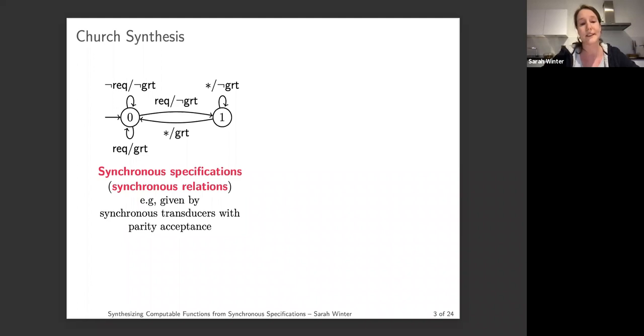Another view is to not view this as a synchronous transducer, but to consider this as automata, where in each computation step, two symbols are processed, one input and one output symbol, and then one can see a specification as a regular language over a vector alphabet, where in each computation step, one input and one output symbol is consumed. So these are equivalent views. And here in this talk, I choose the view as a synchronous transducer.